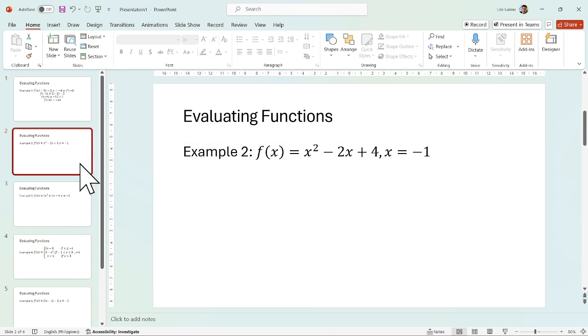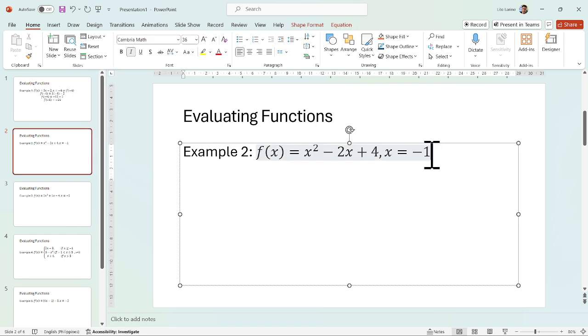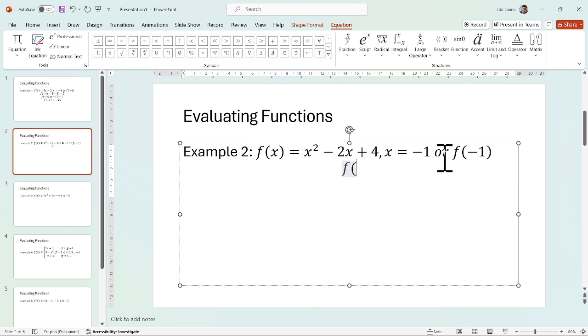Let us have example number 2. Example number 2 is a quadratic function. Let us determine the value of this function when x is equal to negative 1. Again, this can also be written as what is f of negative 1. That is f of negative 1 is equal to negative 1 squared minus 2 times negative 1 plus 4.